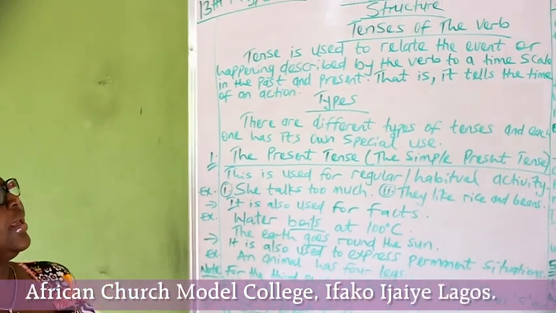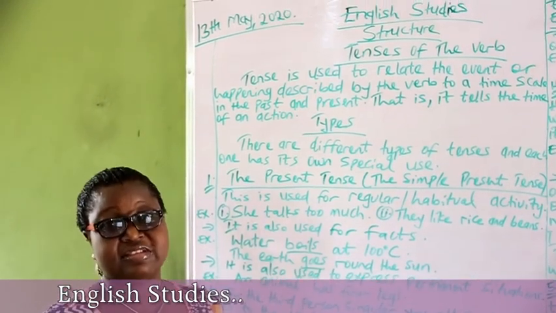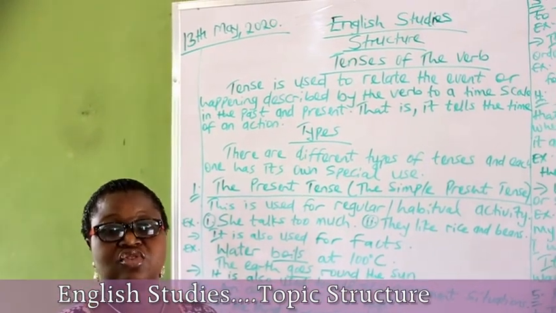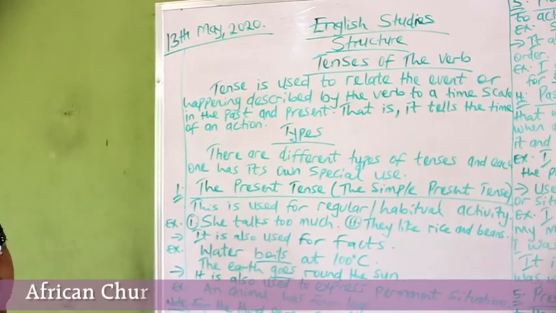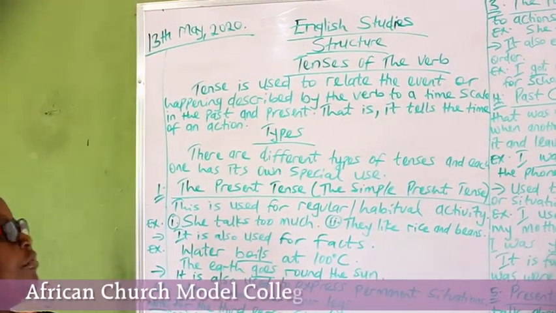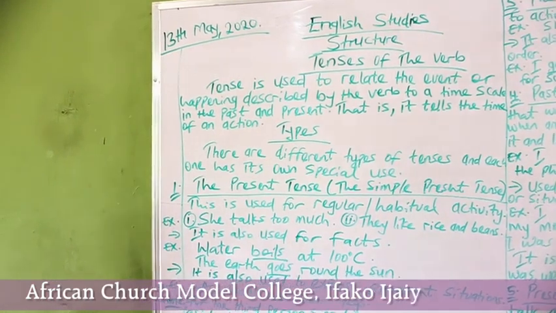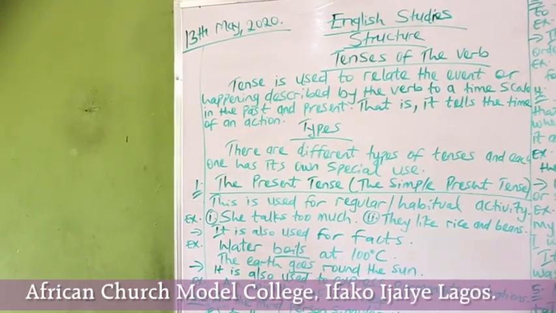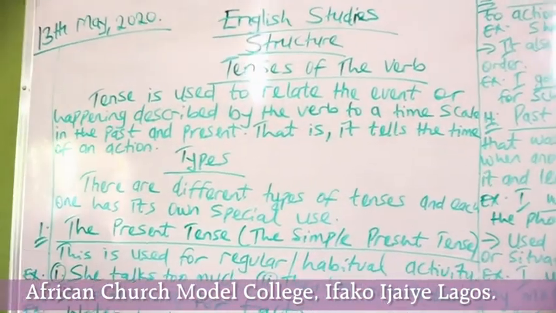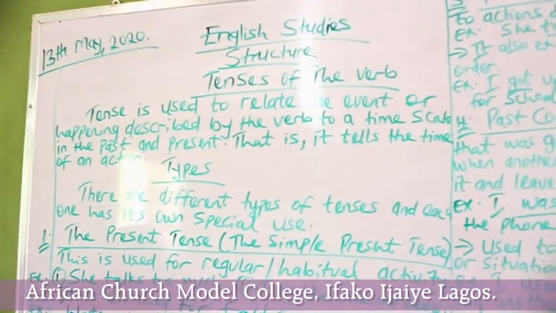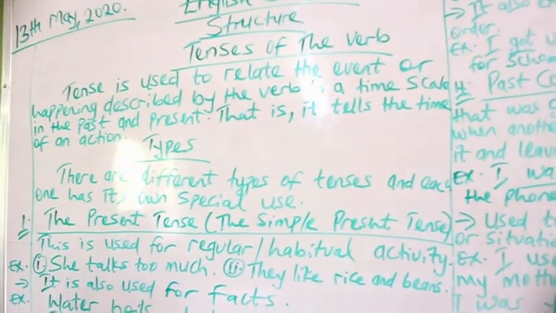Today we are going to study English Studies. The title is Structure and the subtitle is Tenses of the Verb. But before we move on to the tenses of the verb, let's quickly recap what a verb is all about, because the topic we're about to talk about today is an extension of the verb.